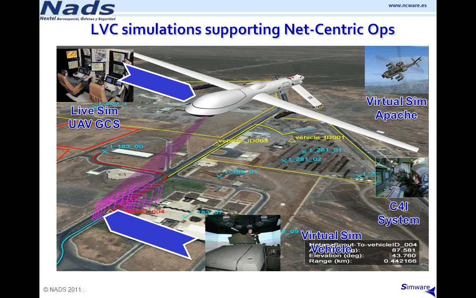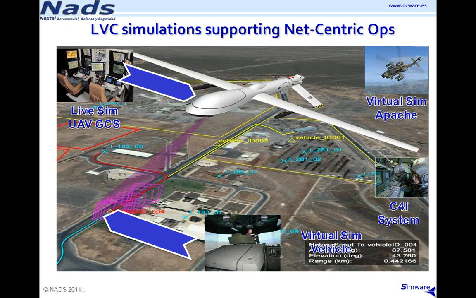Let me start presenting the actual issues and challenges that we're facing nowadays in the modeling and simulation market with an example. Imagine that you are requested to develop a distributed simulation to train a closed air support operation involving an Apache helicopter, an UAV, a convoy of vehicles, and a C2 system.